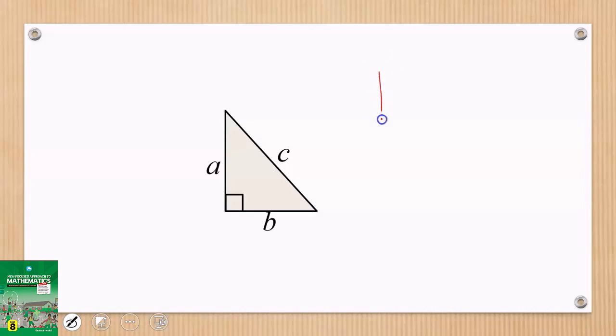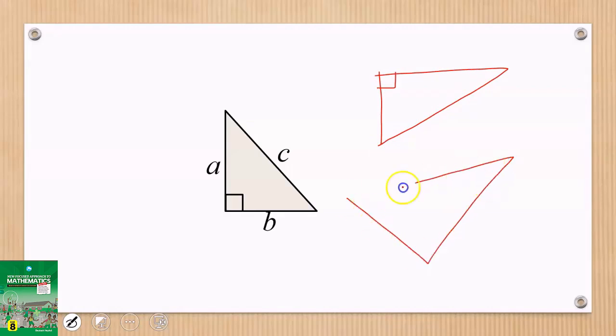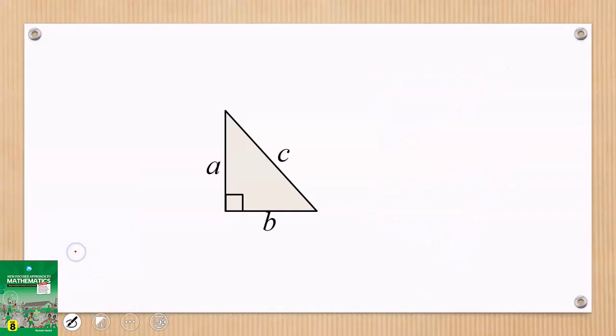So even if I have a triangle this way and this angle gives me 90 degrees, that means the whole of this is a right angle triangle. If I have a triangle this way and this portion gives me 90 degrees, that makes this one a right angle triangle. So that is a right angle triangle.